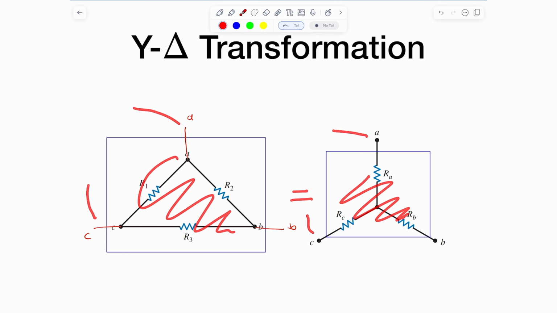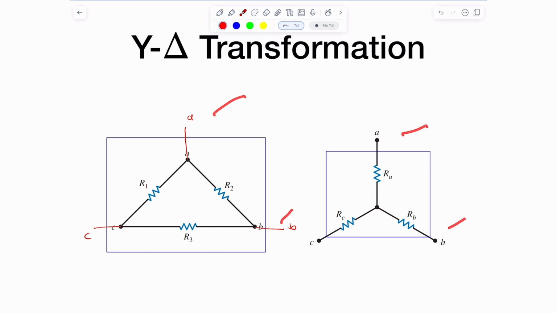If I measure the resistance between A and B in here, it will be the same resistance between A and B in here. If I measure the resistance between C and B in here, it will be the same as between C and B in here. So if I take any two terminals and measure the resistance between them, it will appear to be the same. And I'll use this technique to figure out how we can transform from one formation to another.